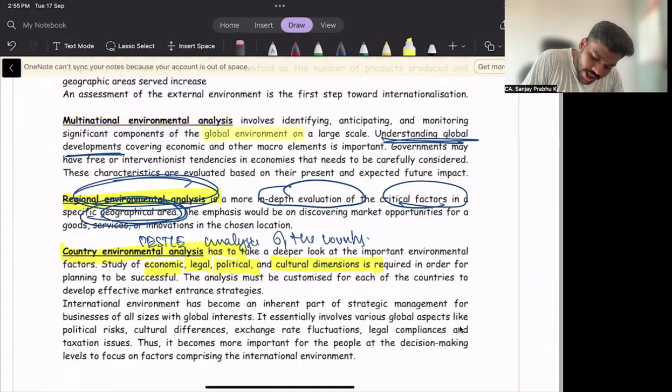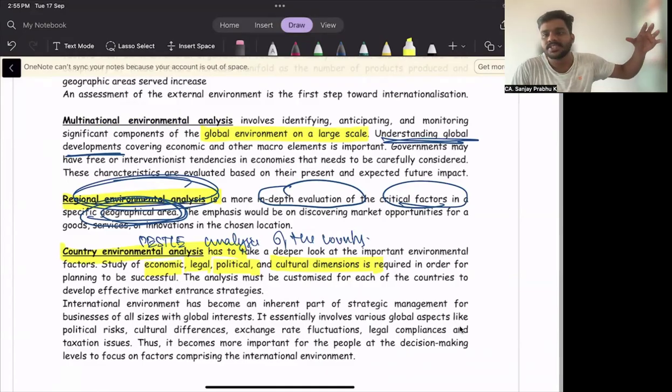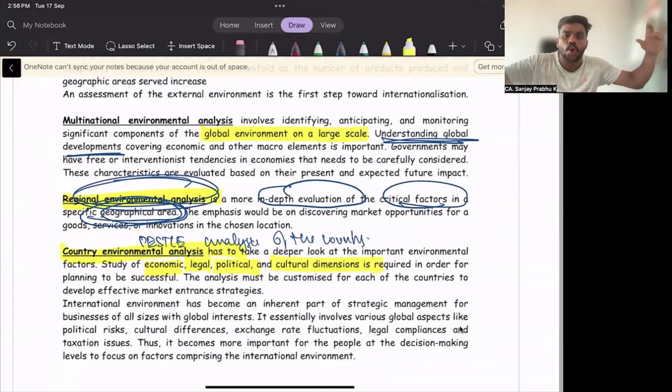Understanding the global environment on a large scale. Now you are understanding what is happening globally. Say for example, right now, America versus Russia, some kind of conflict is happening. Russia versus Ukraine, some kind of conflict is happening. Palestine versus Israel, Gaza versus Israel, some kind of problems are happening. All this, you are analyzing the global environment on a large scale.